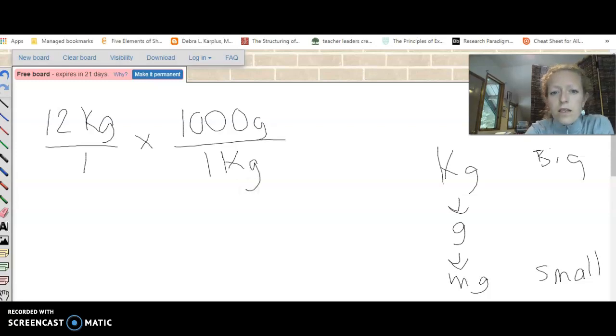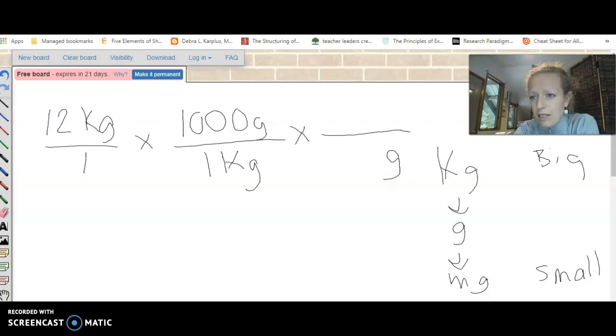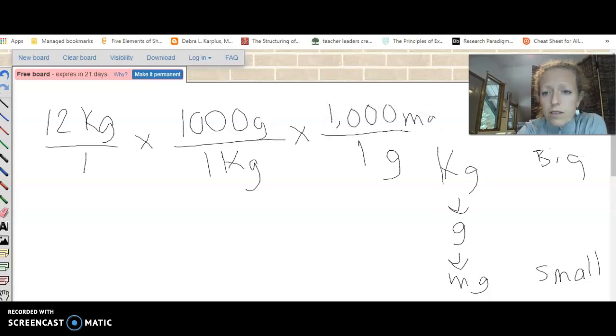Okay? And then how many milligrams are in a gram? I want them to cross out. So already my kilograms are in the right spot. And this time, I need my grams on the bottom so that these grams can cancel out. All right, so I have 1 gram. And within 1 gram, I'll have 1,000 milligrams.